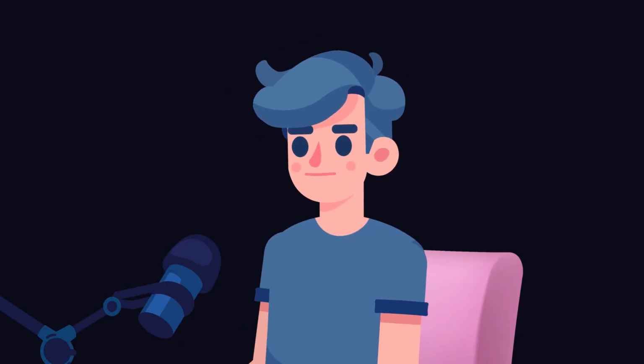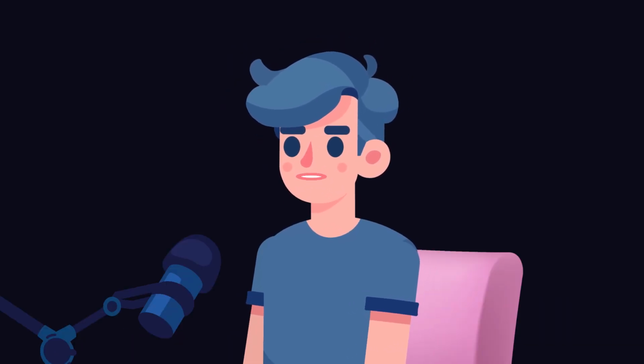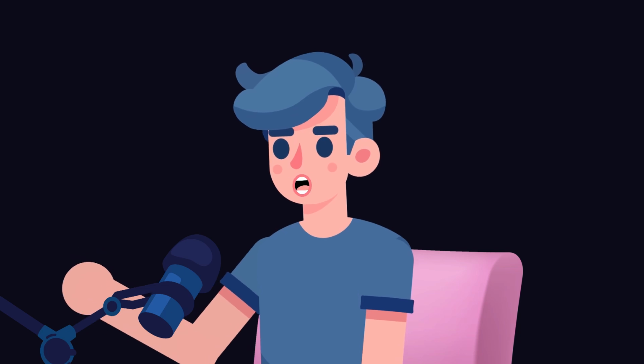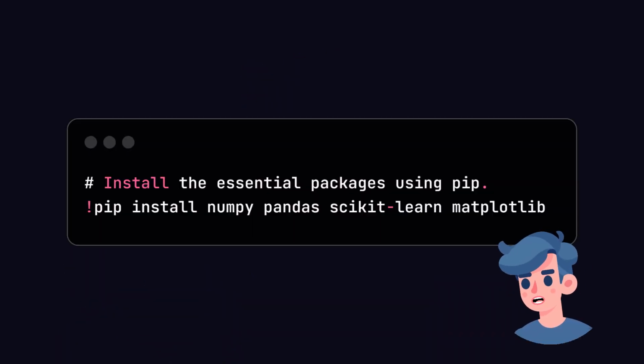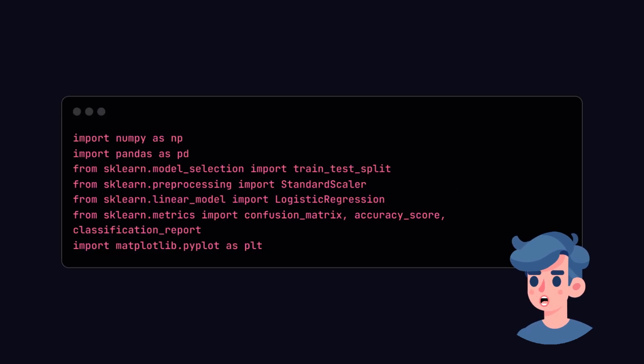For our example, we will use the famous iris dataset, which will help us predict species of flowers based on sepal and petal dimensions. First, let's go ahead and set up our environment. We'll need a few Python libraries: NumPy for numerical operations, pandas for data manipulation, and scikit-learn for building our model. Now, let's import these libraries in our code.